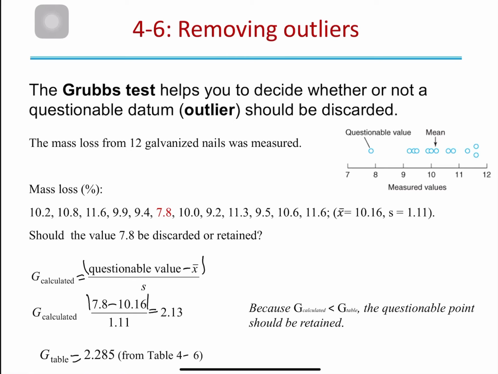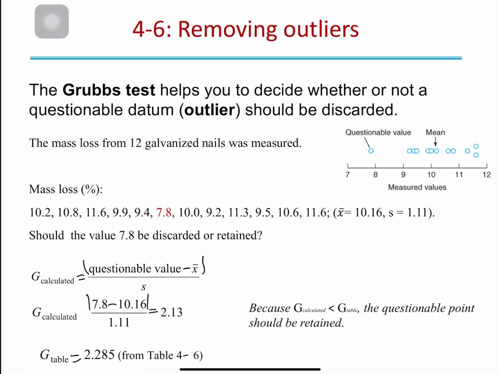The test we run is called the Grubbs test. The Grubbs test allows us to judge whether a certain value is an outlier or not. Let's have an example and see.